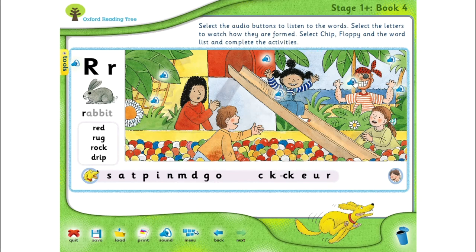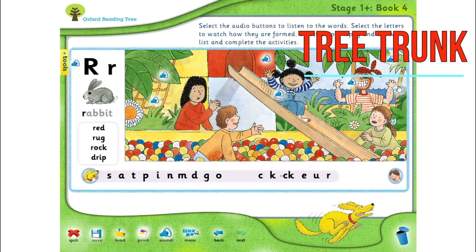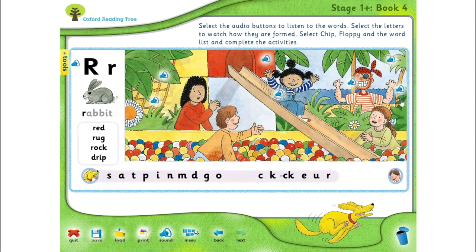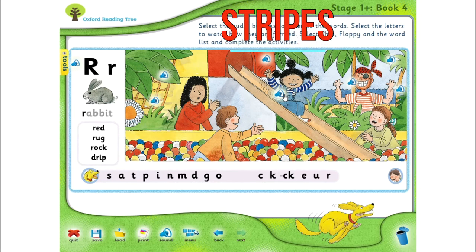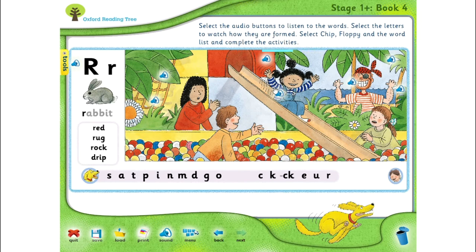And what about these? Pirate. Okay, and here we have tree trunk. A tree trunk. Tree trunk is what we call in Spanish el tronco del árbol. And this one is a tree. Finally, look, this girl is wearing a T-shirt with stripes. Stripes, look, blue and white stripes.